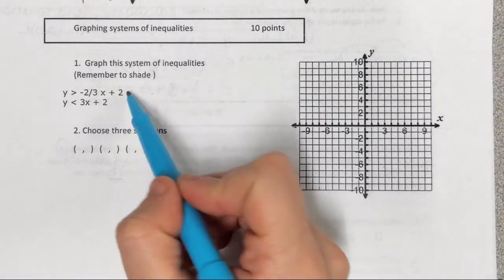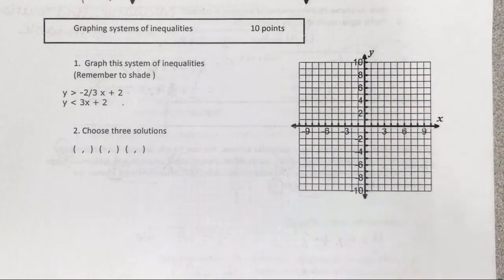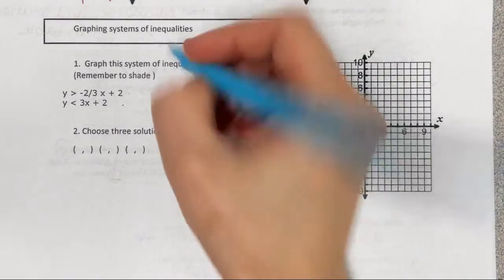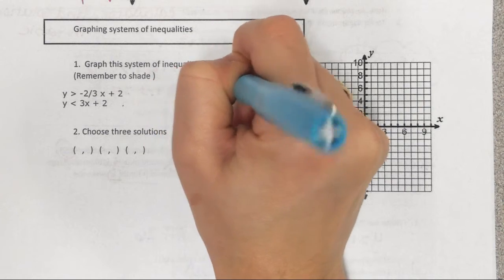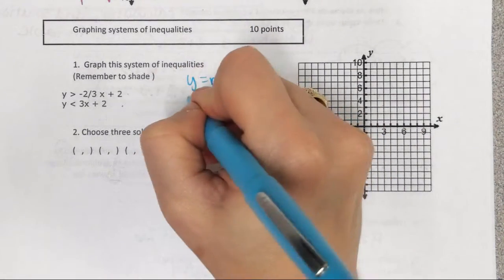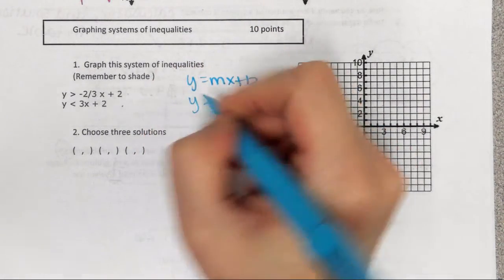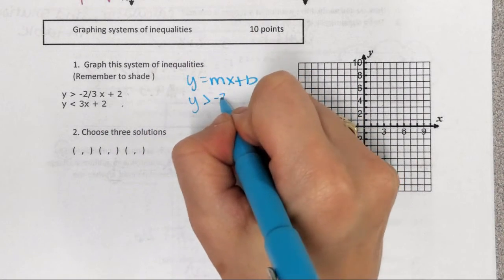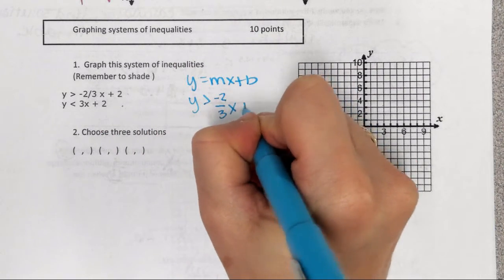So here we have two inequalities. It's a system. They're both in slope-intercept form. So just like the ones we've done up to this point, we just have to find our y-intercept and our slope, and graph. So remember y equals mx plus b. Our first inequality says y is greater than negative 2/3 x plus 2.